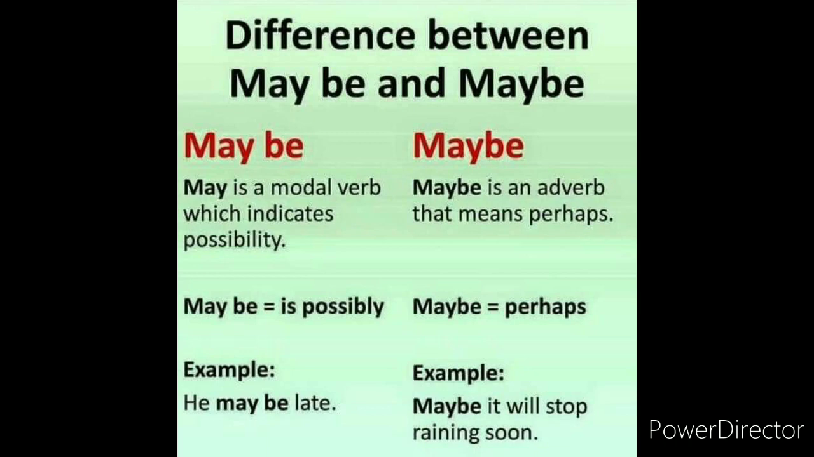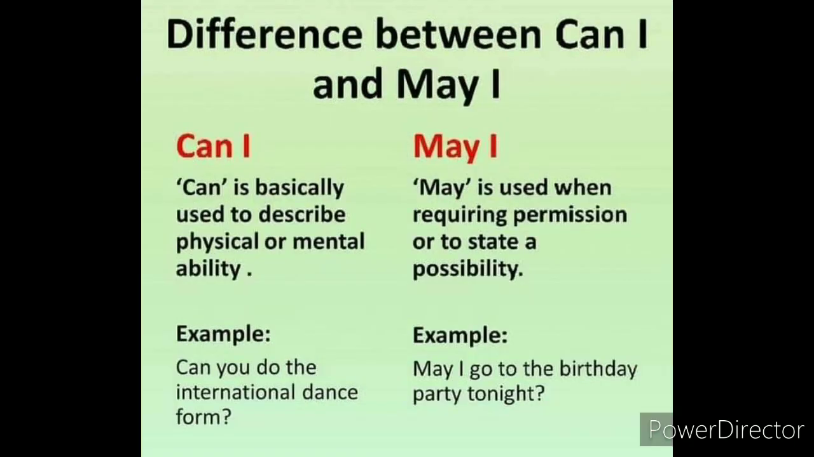However, when we have maybe attached, it's an adverb that means perhaps. Okay? For example, maybe it will stop raining soon. And by the way, they have the same meaning, attached or detached. Okay? Let's move on to the following word, or the following card.